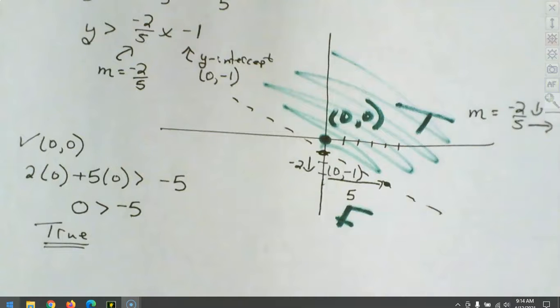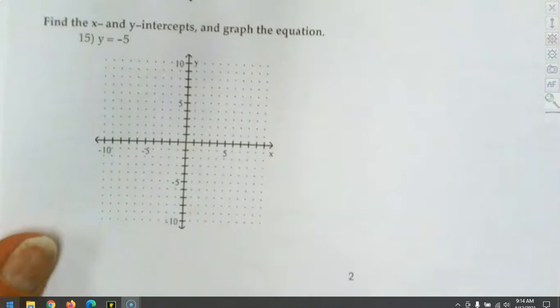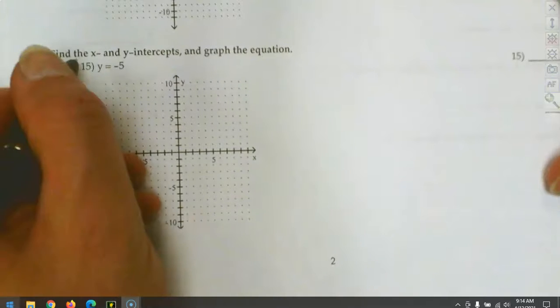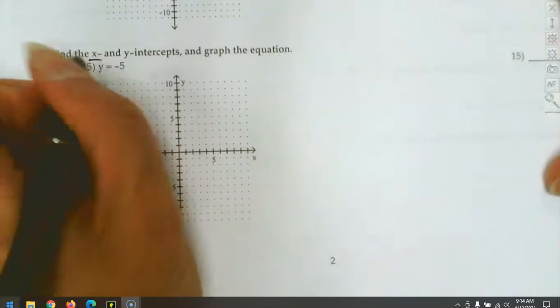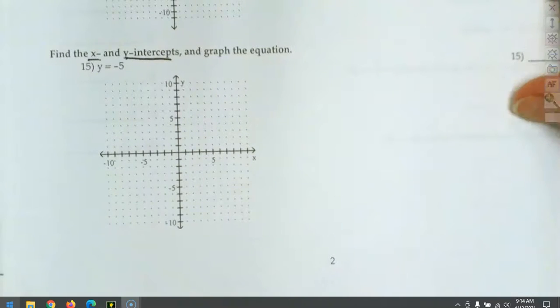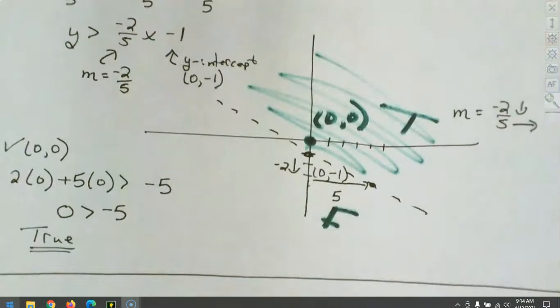Next, we're going to look at question 16. And question 16 is a very, very easy question. But make sure you read the directions for question 16. The directions are on the previous page. What does it say to do for 16? It says, find the x and the y intercepts and graph that equation. So we need to find both the x and the y intercepts if it has them.